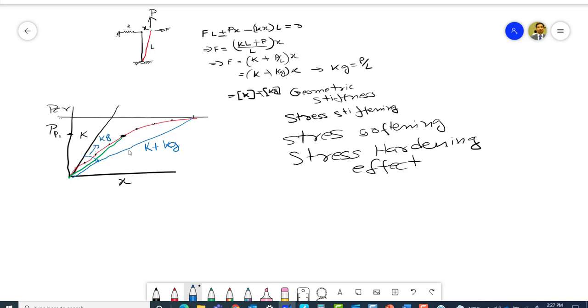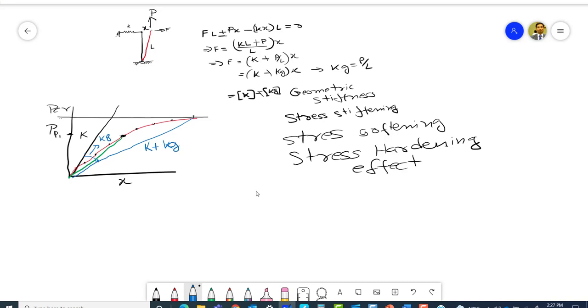Now, obviously, graphically you can't determine the value of this kg. It's just a representation of how we can do a one-step solution by finding this kg and directly solving the relationship between P and K plus kg to determine the value of the response.